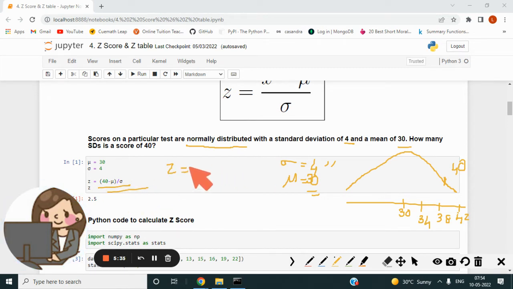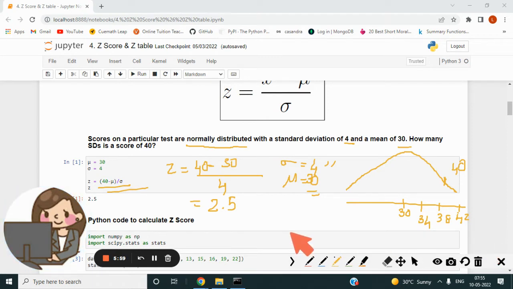Z is equal to x, which is 40, minus the mean. We know the mean is 30, divided by the standard deviation, which is 4. When you calculate, you get 2.5. So we can say that the score 40 is 2.5 away from the mean.